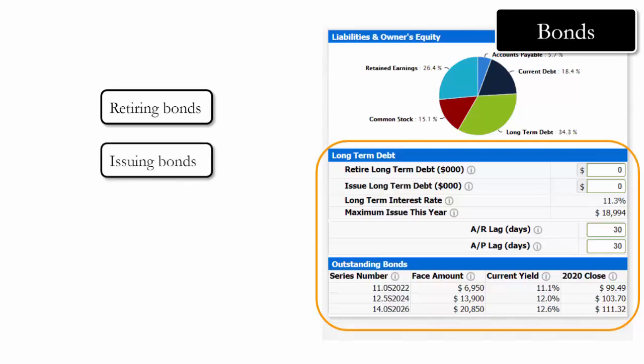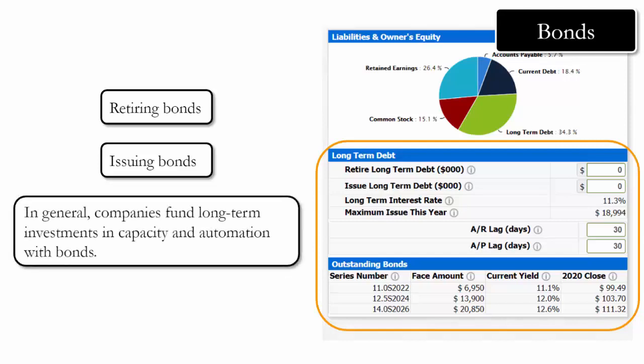You can also issue bonds. The interest rate for bonds is displayed under long-term interest rate and is 1.4% above current debt interest rates. When you issue bonds, your company has to pay a 5% brokerage fee.